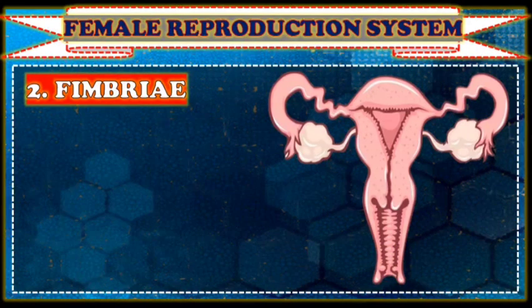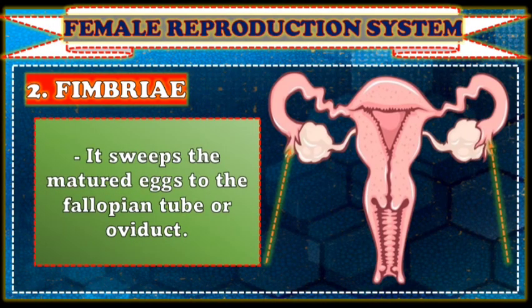So, let's now move to number 2, which is the fimbriae. So, this is the fimbriae. It sweeps the matured eggs to the fallopian tube or oviduct. So, itong fimbriae, ang role niya, siya yung parang humihigop ng mga matured eggs na nilalagay niya sa fallopian tube.